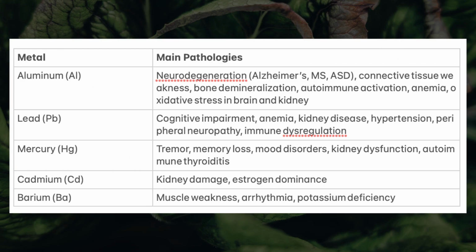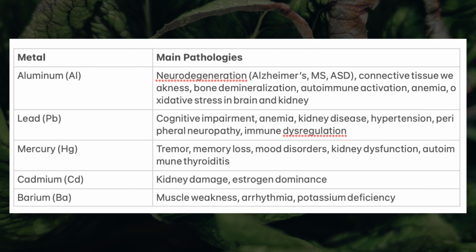With aluminum, it's a lot of neurodegeneration and diseases associated with neurodegeneration like Alzheimer's, MS, autism spectrum disorder. It also causes connective tissue weakness, bone demineralization, autoimmune activation, anemia, and oxidative stress, specifically in the brain and the kidney. Lead, also cognitive impairment, anemia, kidney disease, hypertension, peripheral neuropathy, immune dysregulation.